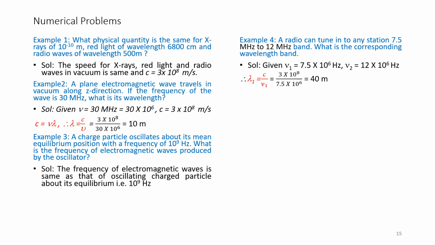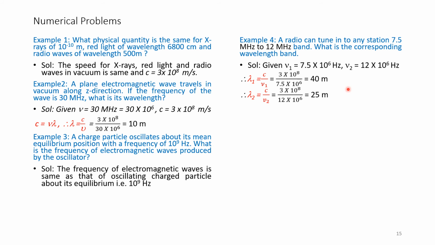Therefore, lambda 1 is equal to c by nu 1, that is equal to 3 into 10 to the power of 8. We know this value of c and we have to remember that value, divided by the given value, 7.5 into 10 to the power of 6. You please see it is 7.5 megahertz. Mega means we have to multiply with 10 to the power of 6. Therefore, it is 3 into 10 to the power of 8 by 7.5 into 10 to the power of 6, that is equal to 40 meters. So the wavelength at the lower frequency is 40 meters.